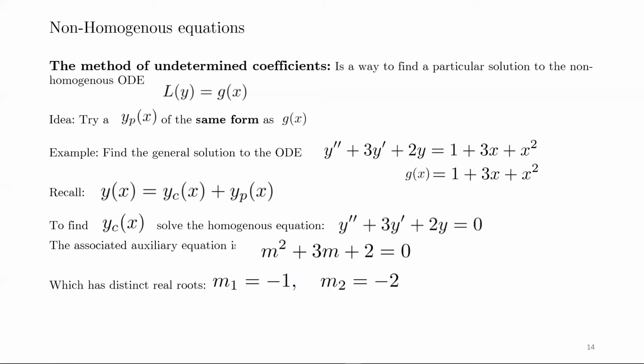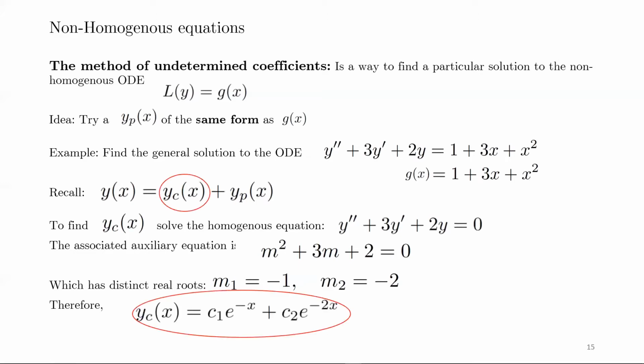And so therefore, because I've memorized the three cases for a homogeneous linear ODE with constant coefficients, I can immediately write down that the complementary solution is just some constant c1 times e to the -1 x plus some constant c2 times e to the -2 x.